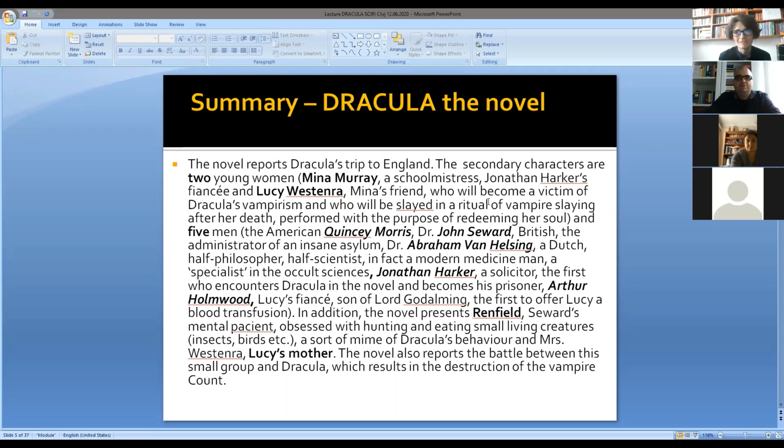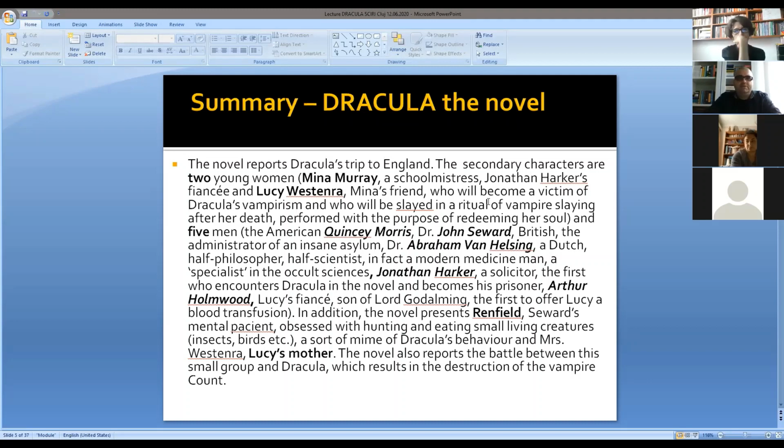Jonathan Harker is a solicitor, the one related to Mina Murray. He's the lawyer. He's the first secondary character appearing in the book, the first who encounters Dracula in the novel at his castle and becomes his prisoner. Arthur Holmwood is the one related to Lucy. He is the son of Lord Godalming. He is Lucy's fiancé. He's the first to offer Lucy a blood transfusion. He's also an interesting character.